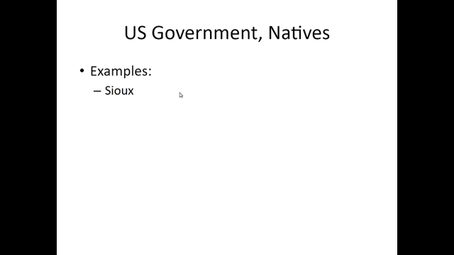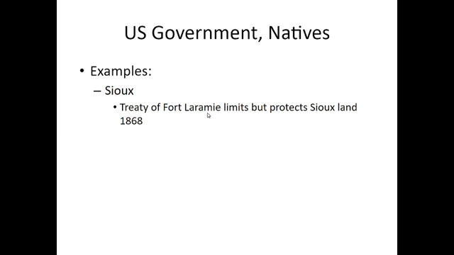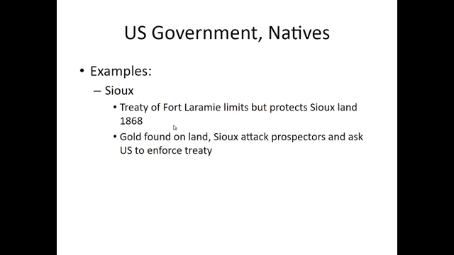Okay. Just to give you an example of the shrinking reservation thing, if we look at the Sioux, the Sioux signed a treaty with the U.S. government that limited their land, so they gave up claims to a bunch of land. But then the U.S. said, okay, you give up claims to a bunch of land, but this land in this treaty now is yours. It's protected. And we'll respect your boundaries on this land. It's slightly smaller than your original territory, but we'll respect it.